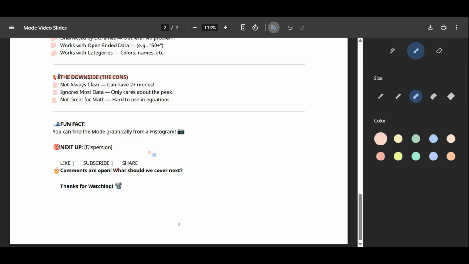Now, to recap, the mode is the king of frequency. It's easy to find for simple data, and with our trusty formula, we can conquer grouped data too. It has specific uses where it truly shines, right? And one last cool thing from my notes is that you can actually find the mode graphically from a histogram. We have already discussed this in our previous video where I was showing the graphs, so check it out if you have not seen the graphs video.